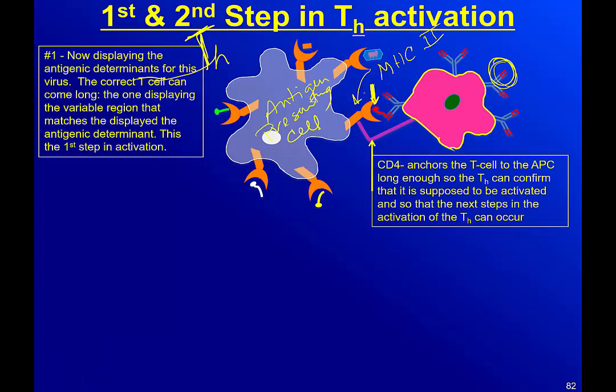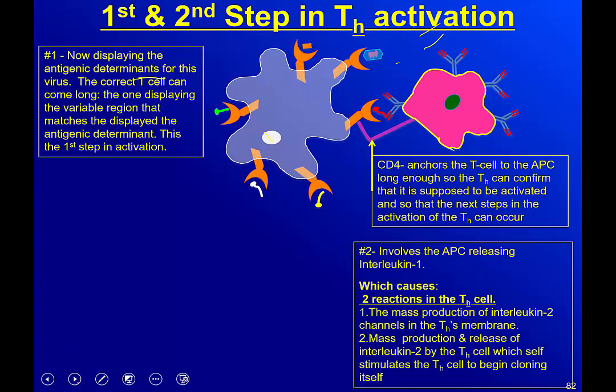CD4, this little bracket, anchors the helper T cell to the antigen presenting cell long enough so that the helper T cell can basically confirm it's supposed to be activated. I don't want a helper T cell getting activated willy-nilly when it's not supposed to be. So giving it this anchoring point and letting it sit there for a second gives it the confirmation: okay, yes, we are supposed to be activated. We are supposed to be doing this.